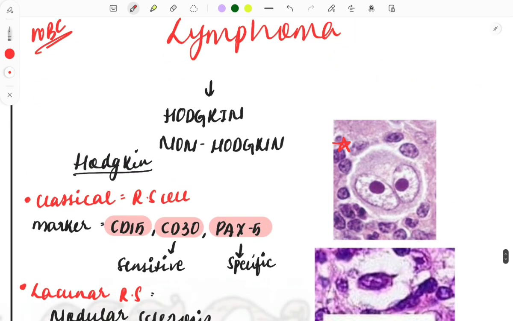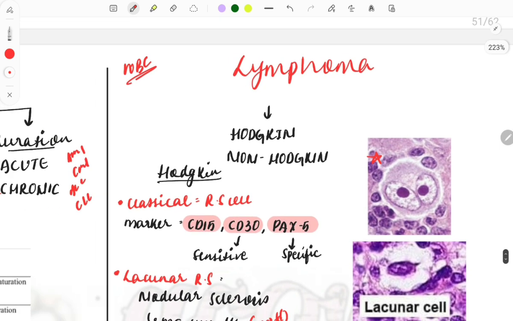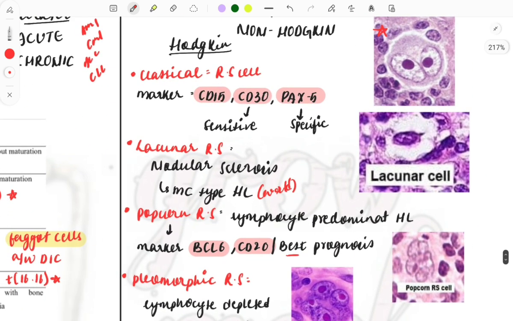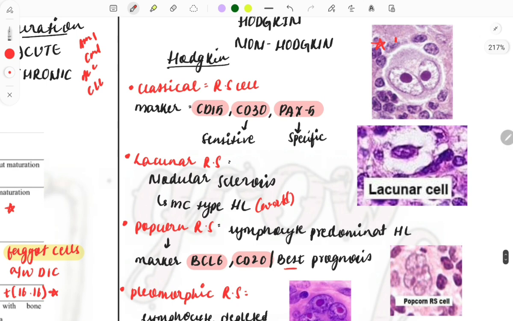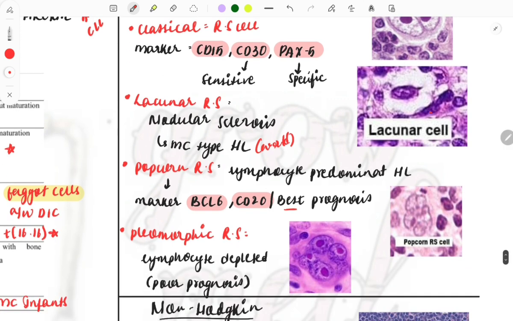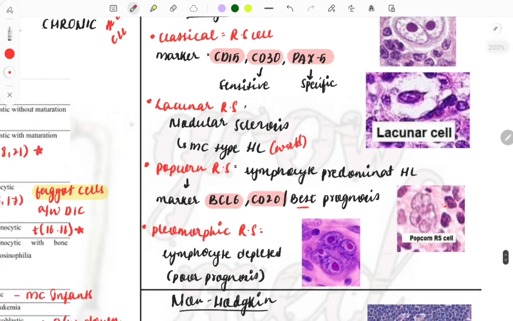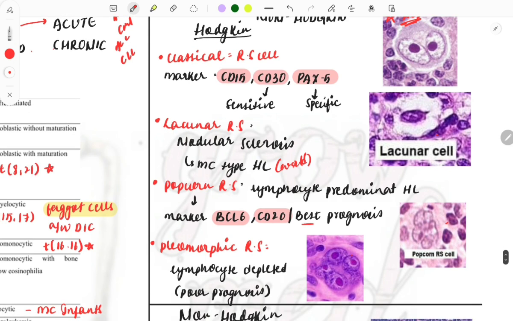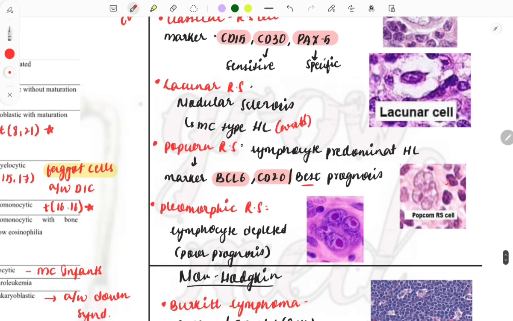Then lymphomas. The two important lymphomas are Hodgkin lymphoma and non-Hodgkin lymphoma, and these are the classical findings seen with them. The Reed-Sternberg cell is an image-based question, an important image. These are the various types of RS cells, like the lacunar. In lacunar you can see an empty space here, and this is seen most commonly with nodular sclerosis.